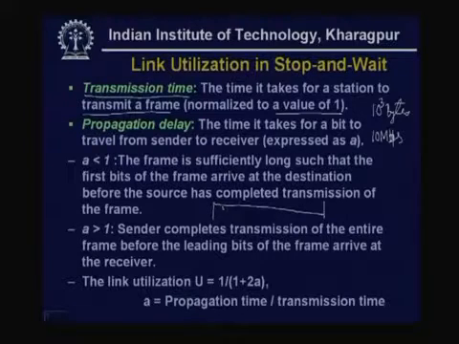That means, in this case, transmission time is longer than the propagation time. On the other hand, whenever A is greater than 1, in such a case what will happen? This is the sender side and this is the receiver side. The transmission will be over before it reaches the other end. For example, the scenario will be somewhat like this.